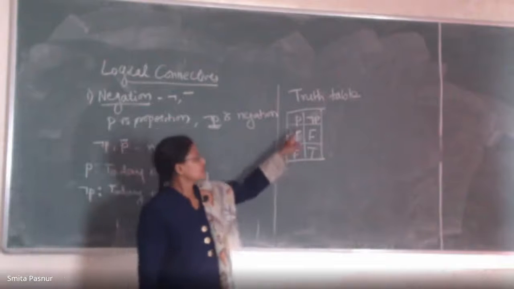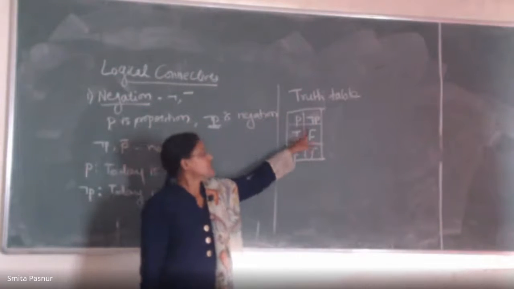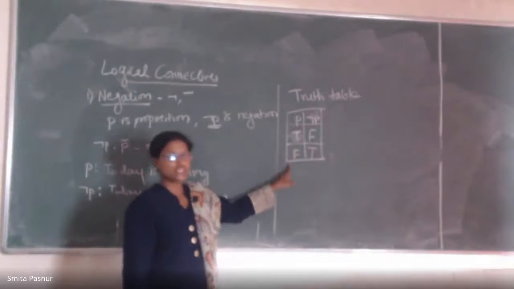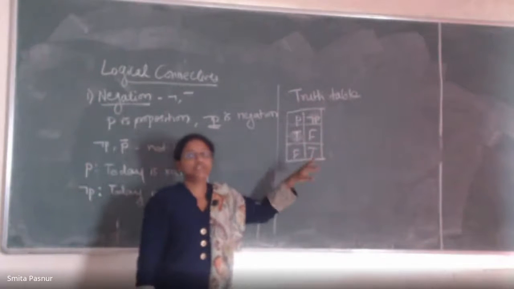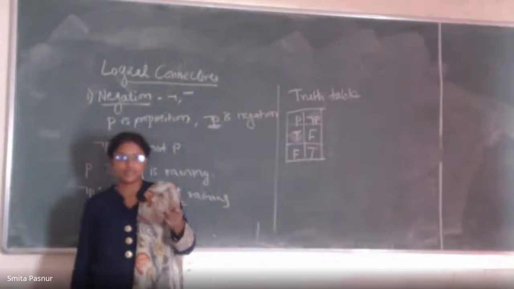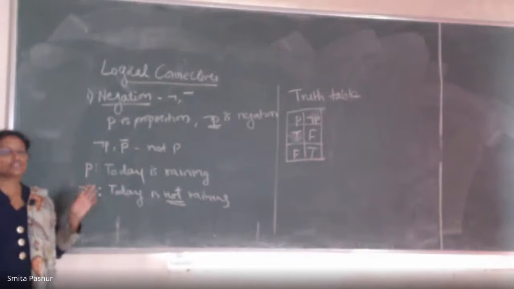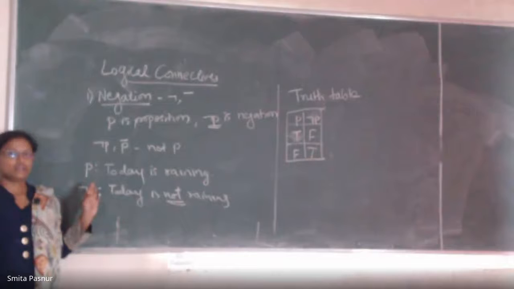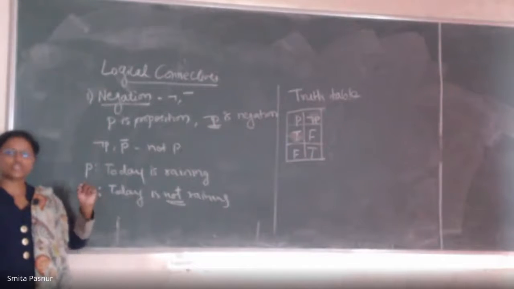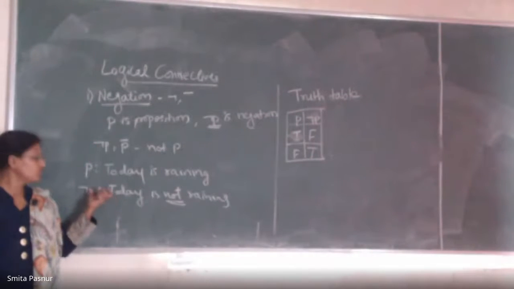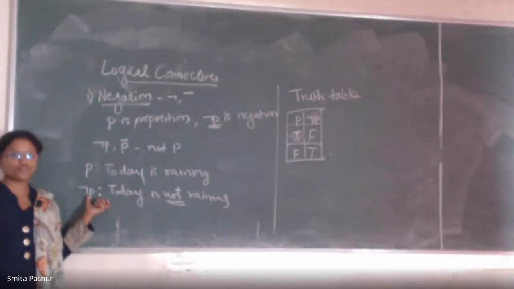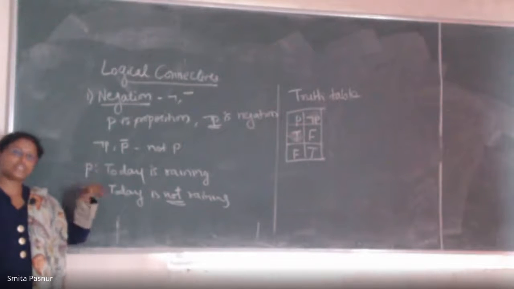Understood? That is, when P is true, negation P is false. When P is false, the negation P will be true. Exactly opposite, both the cases. Is that clear, all of you? Okay? Understood what is negation? Right? It is just opposite of a given statement. If the value is true, then we are saying that it is not true. And if it is not true, then we are saying it is true.